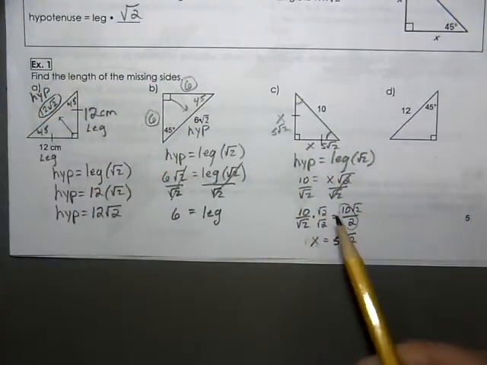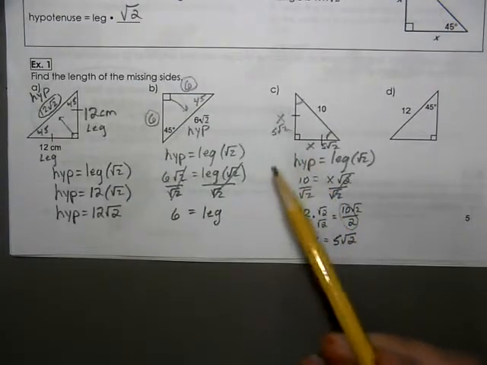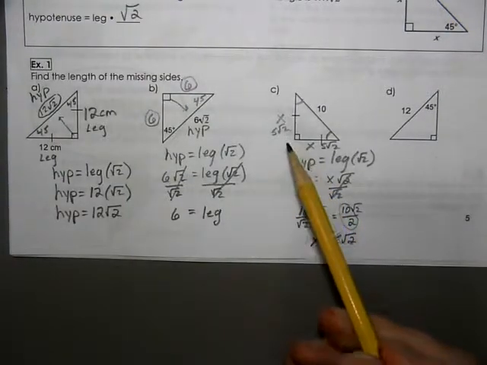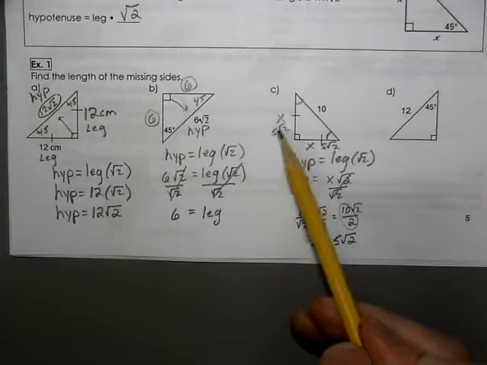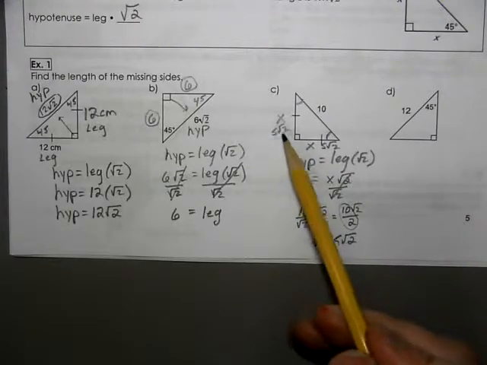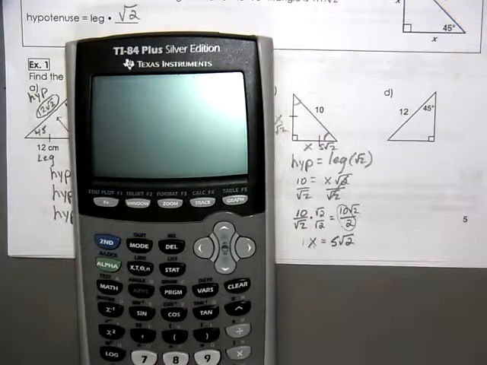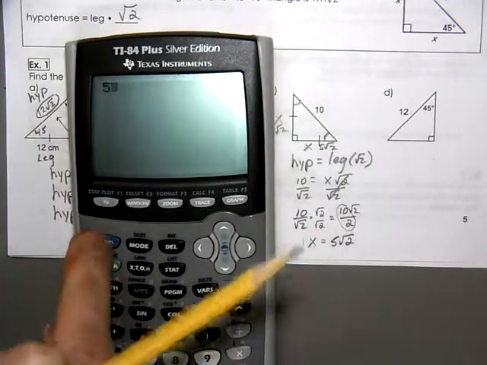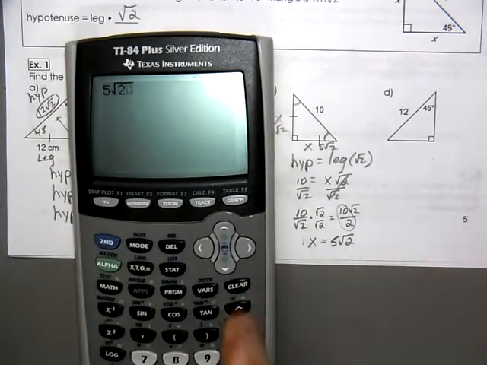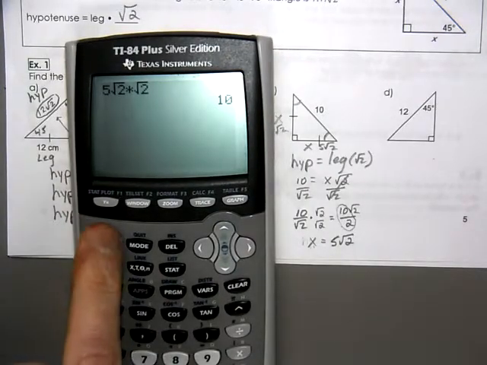Now some people get confused by this because they think that the hypotenuse has to be the root 2. But think about what 5 root 2 times the square root of 2 is. One way to test that out: 5 square root of 2 times the square root of 2 is a value of 10. So I knew that the answer was correct.